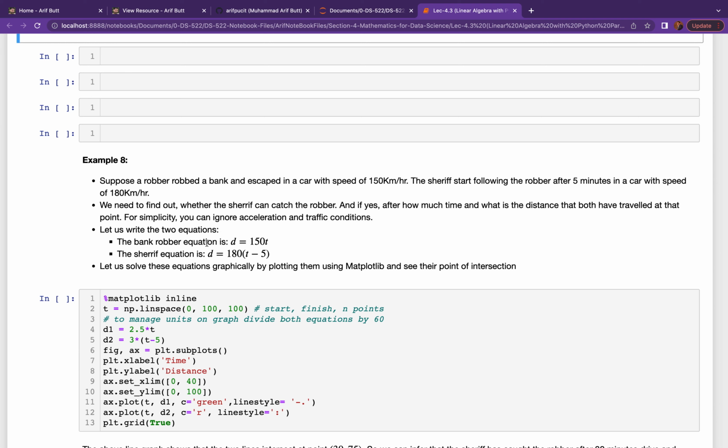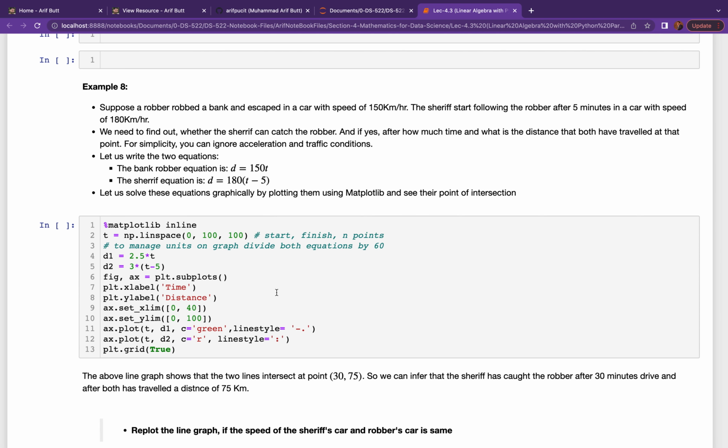The bank robber equation is d is equal to 150t, where d is the distance traveled, 150 is the speed of the car, and t is the time. And the sheriff equation is d is equal to 180 times (t minus 5), because the speed is 180 kilometers per hour, and he has left the bank 5 minutes after the robber leaves the bank. So let me plot these two lines over here.